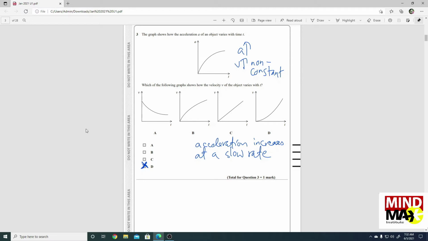And in C, because the gradient is constant, that means it's a constant acceleration. But in here, we can see that the acceleration is increasing. That means the gradient cannot be constant. The gradient has to be increasing as well, because the acceleration increasing means the gradient of the velocity time graph has to increase as well. So that is why D is the only possible answer for this one.